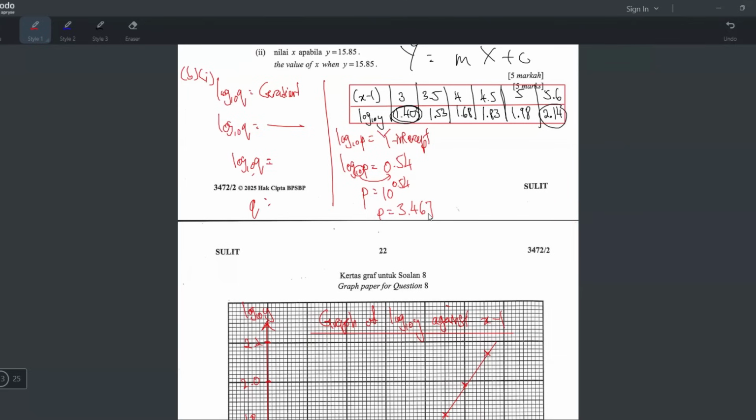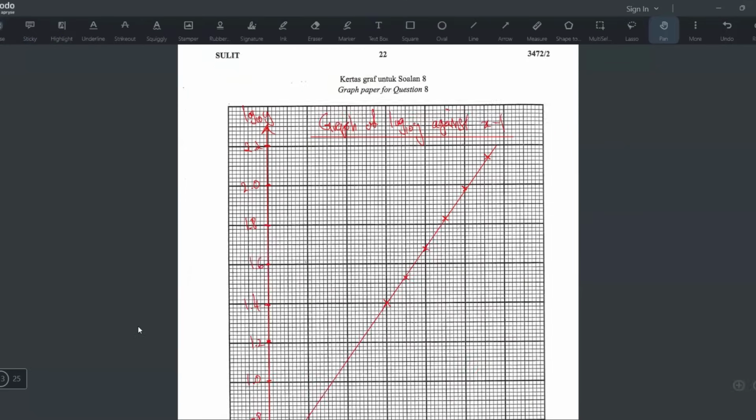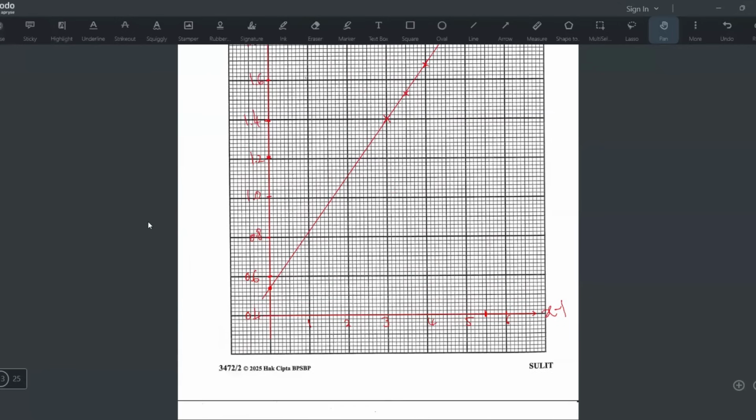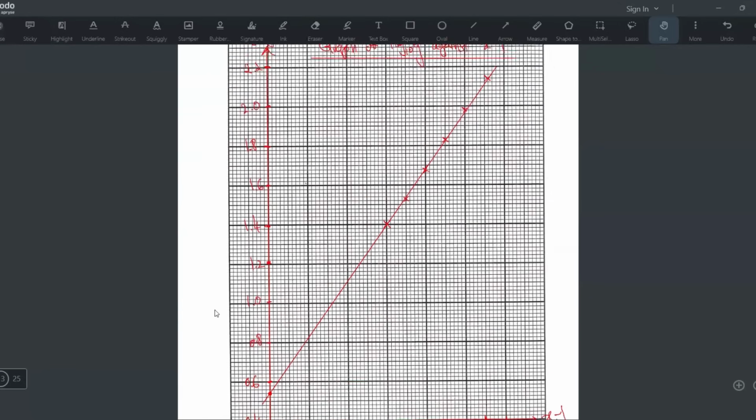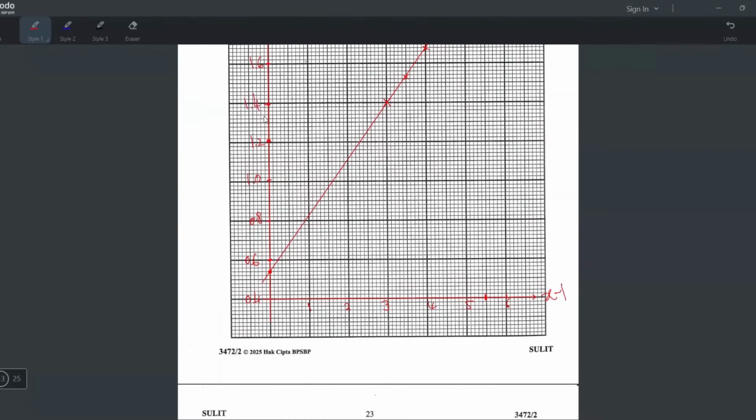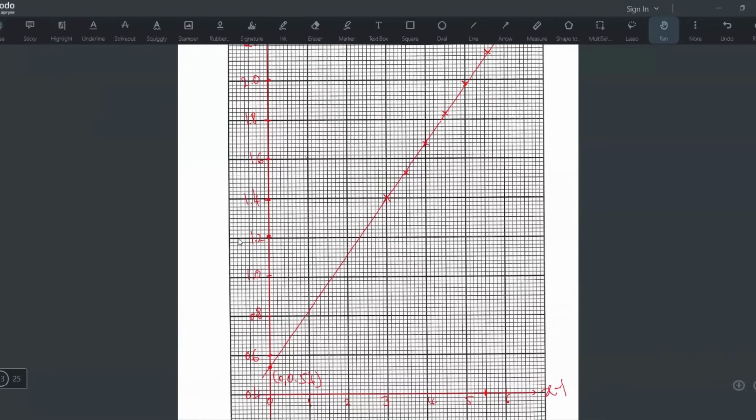So find gradient, right? Okay, I will find. I have to use 2 points on the line that passes through. Okay, I think I can use this point, the y-intercept, right? Yeah, 0.54, right? Okay, so I can use this point, and for the other point, I can choose any other point I want, right? Okay, I'm going to use the point at 5.